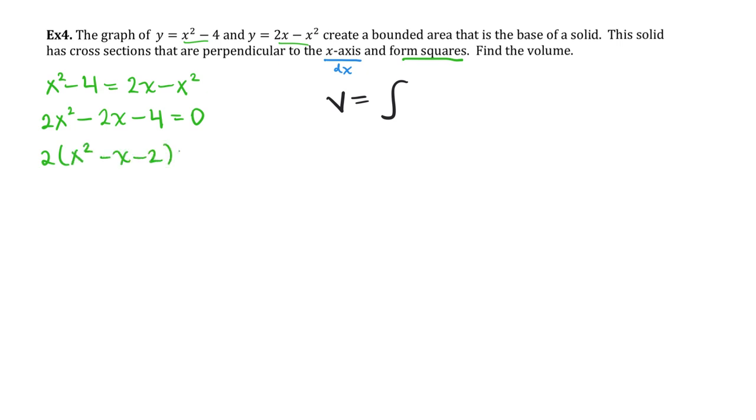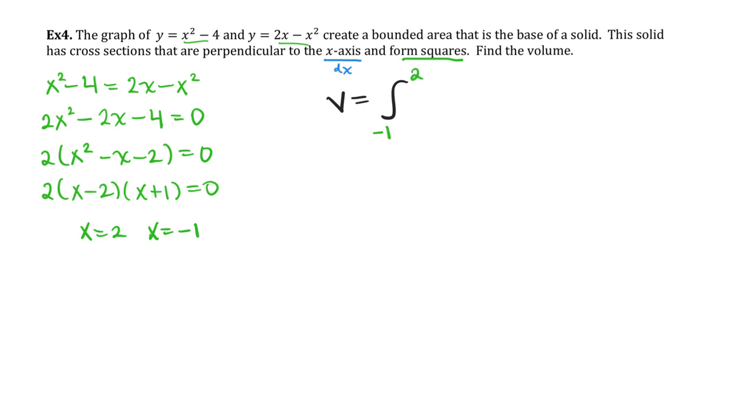You could also factor it from that step. This does make it easier. So this is x minus 2, x plus 1. So x equals 2 and x equals negative 1, which means my x boundaries are going from lower limit of negative 1 to positive 2.